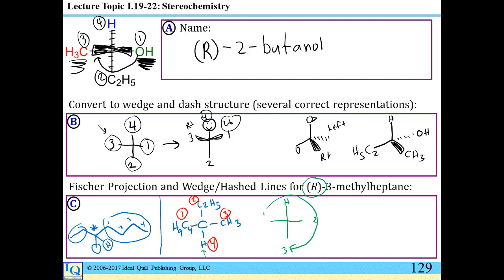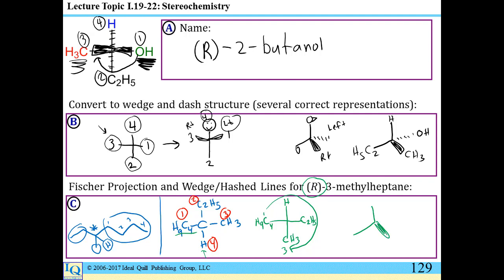Now that I've drawn that in and positioned the 1 and 2 and 3 where I want them, I can fill in the specific groups. C4H9 for position 1, ethyl group for position 2, and methyl for position 3.